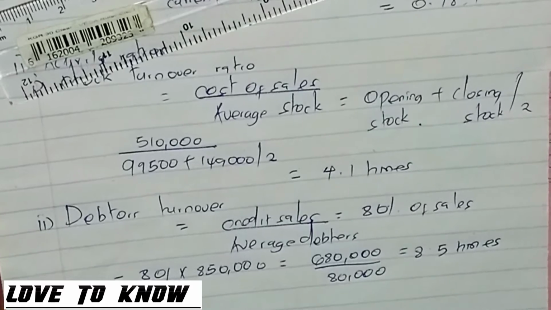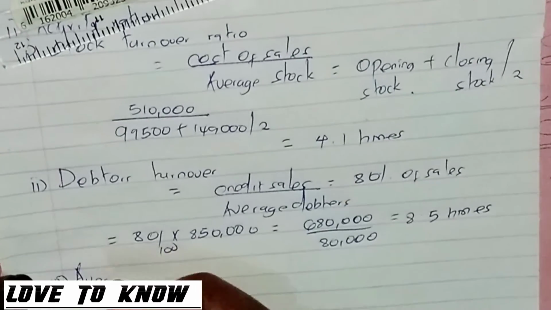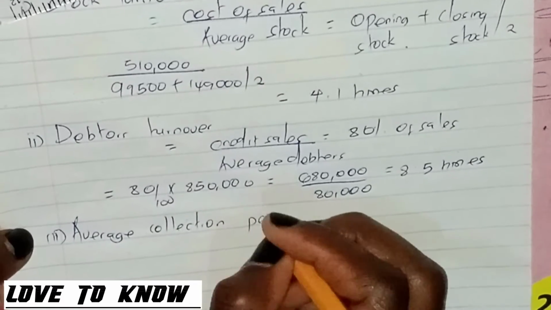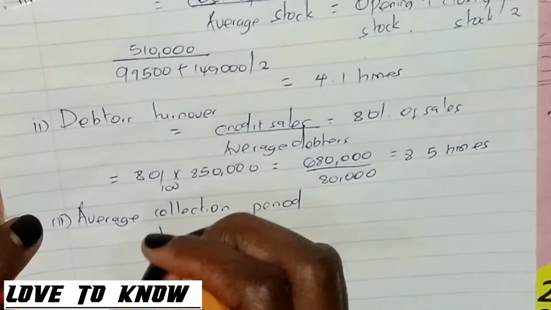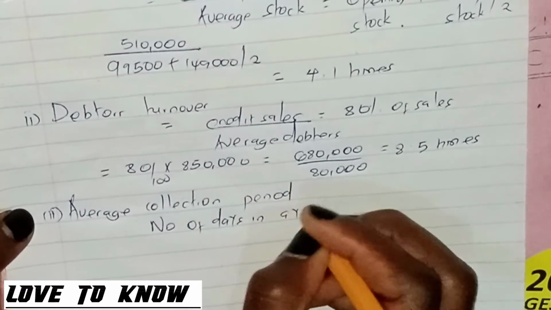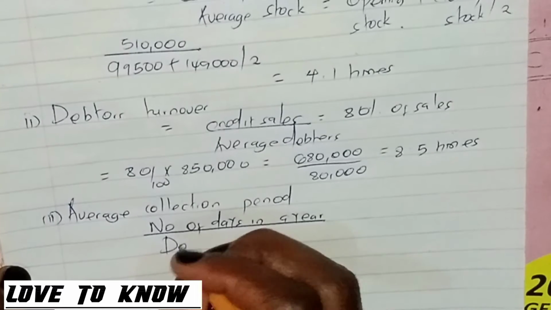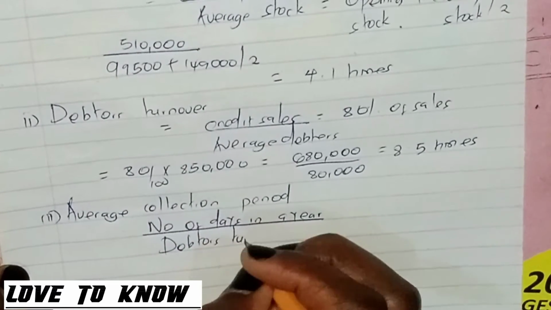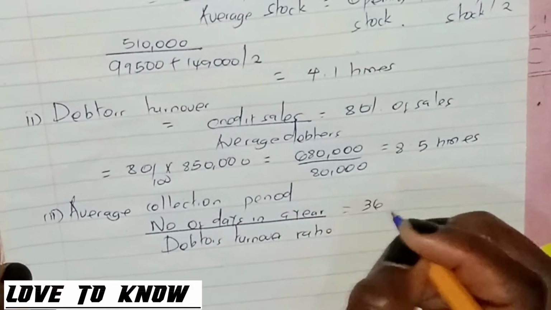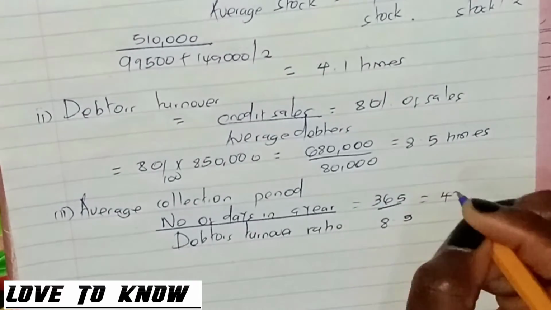After the debtors turnover, we have the average collection period. This is the number of days in a year divided by the debtors turnover ratio. This will be 365 days divided by 8.5 times. And this gives us 43 days.